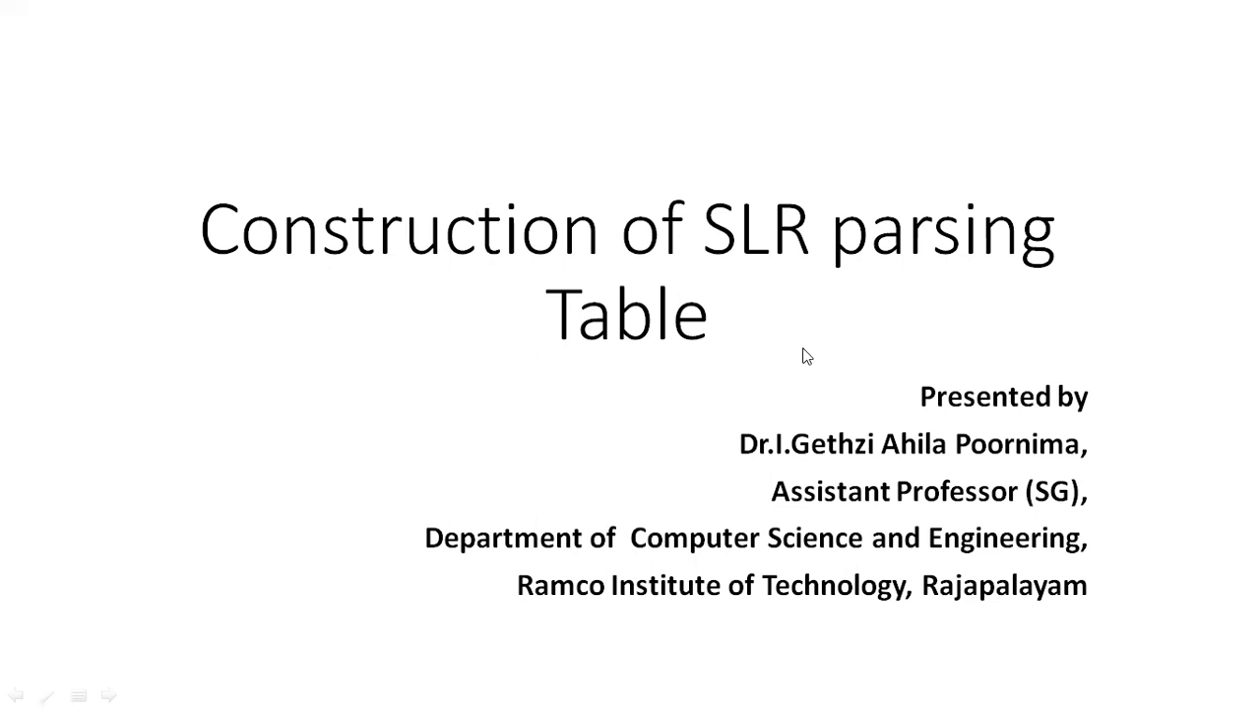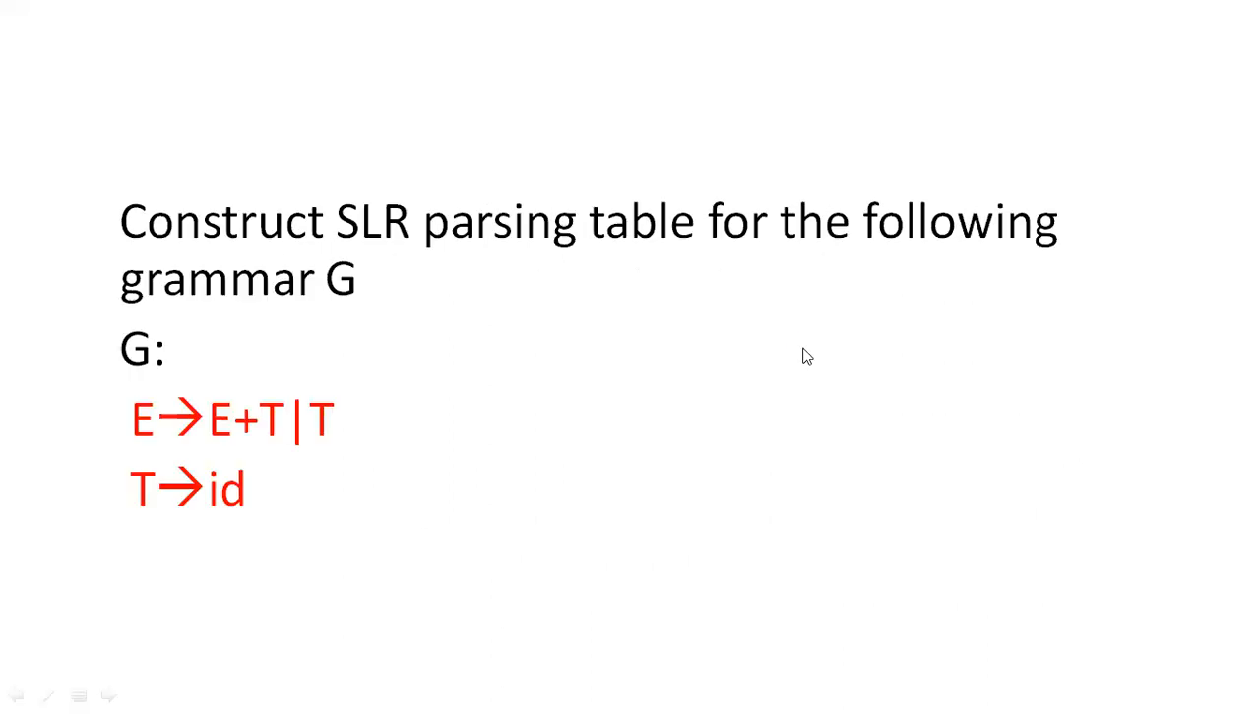Okay, so let us see this with an example. The given grammar G is a very simple grammar. It contains only three productions: E implies E plus T, E implies T, then T implies ID. So this is the given grammar. In order to construct an SLR parsing table, we need a pre-processing step. First, I have to add an augmented production.